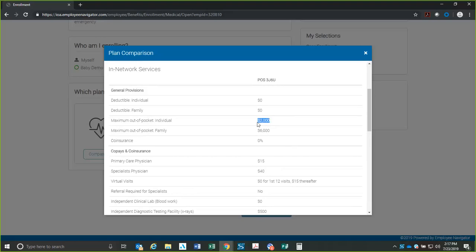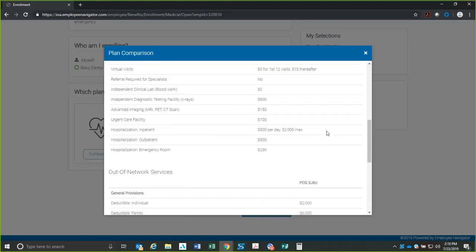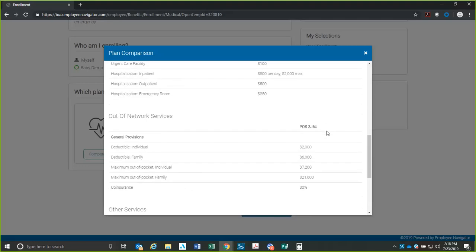Under the individual side, it's $2,000. So every time you pay a copay, it's going to chip away at this $2,000. And once you hit that $2,000, it is no longer going to be a cost to you, okay? That's kind of like your safety net.